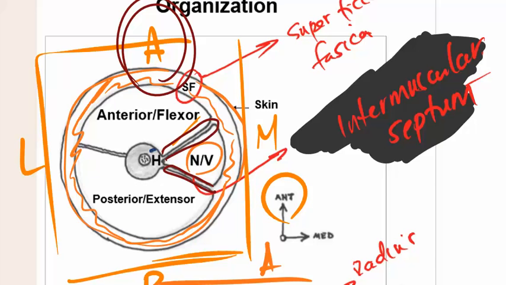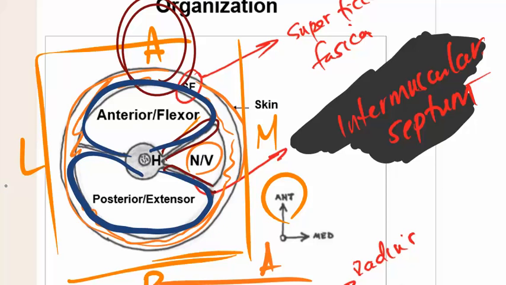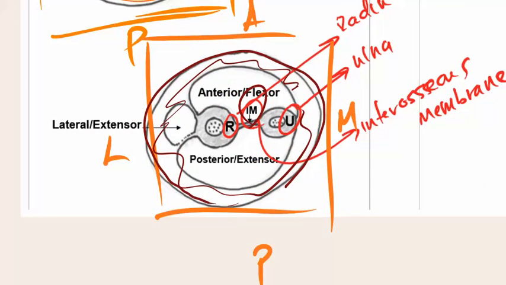So the muscles that are more anterior will be your flexors, and the ones that are more posterior are going to be your extensors. And it's the same thing for the forearm. The muscles that are more anterior are going to be your flexors, and the ones that are more posterior are going to be your extensors.